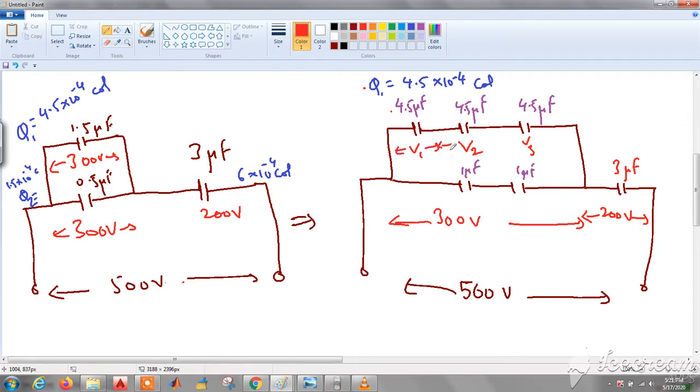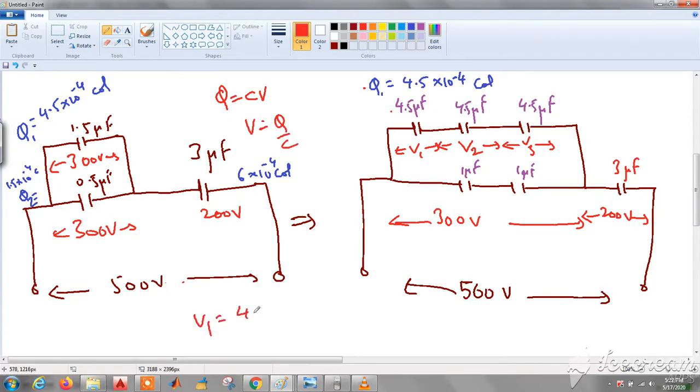We know that the voltage will not be the same when capacitors are connected in series. But we notice that all three of them are of the same value, so we will get the same results for V1, V2 and V3. Now let's calculate. We know that Q is equal to CV, so V is equal to Q by C. So V1 will be Q by C.